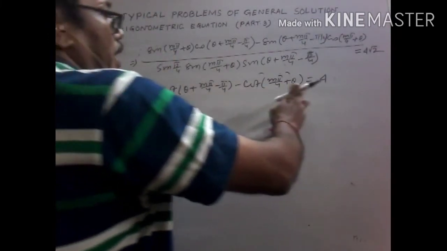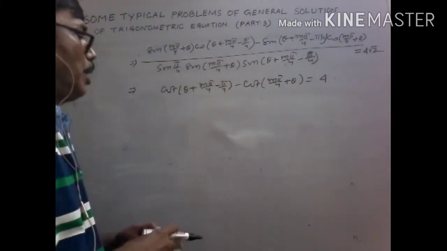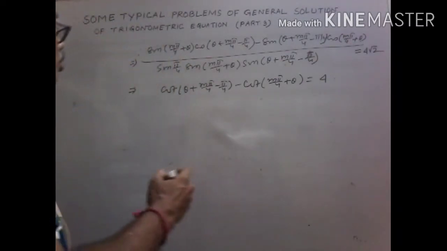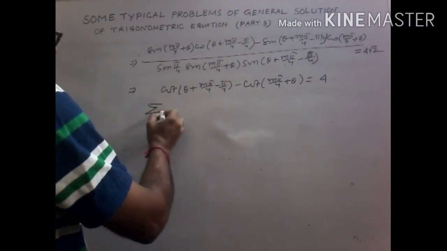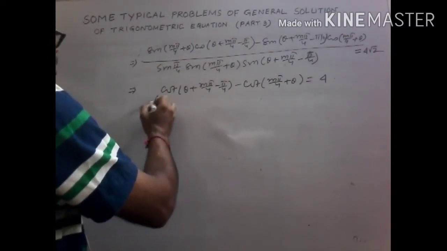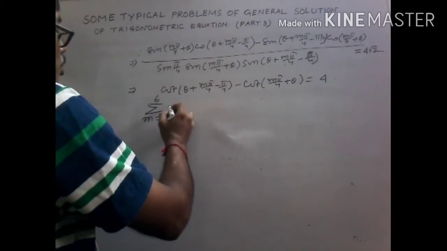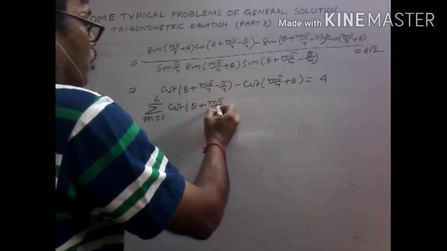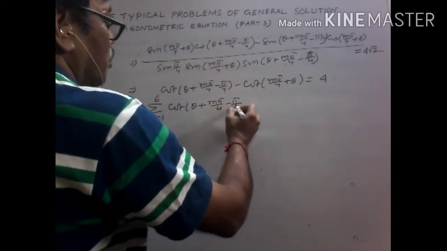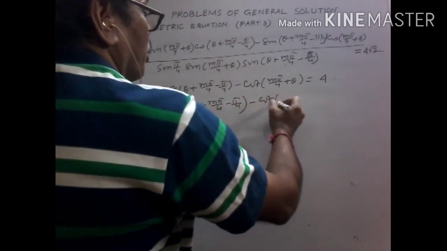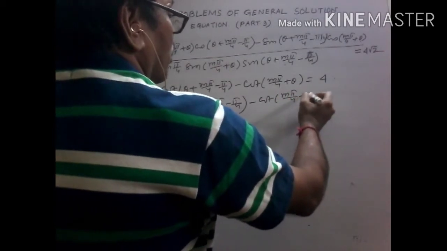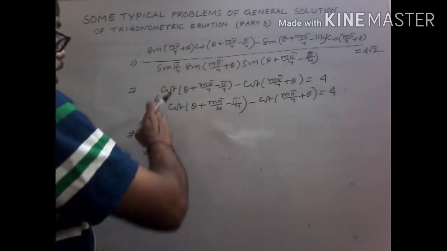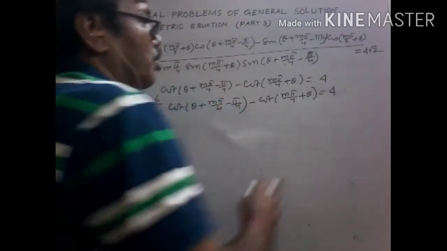So this is our main term. Try to express this product as a difference. Now in our problem m equals 1 to 6. So cot(θ + mπ/4 − π/4) − cot(mπ/4 + θ) equals 4. Listen, with summation the right-hand side is 4.